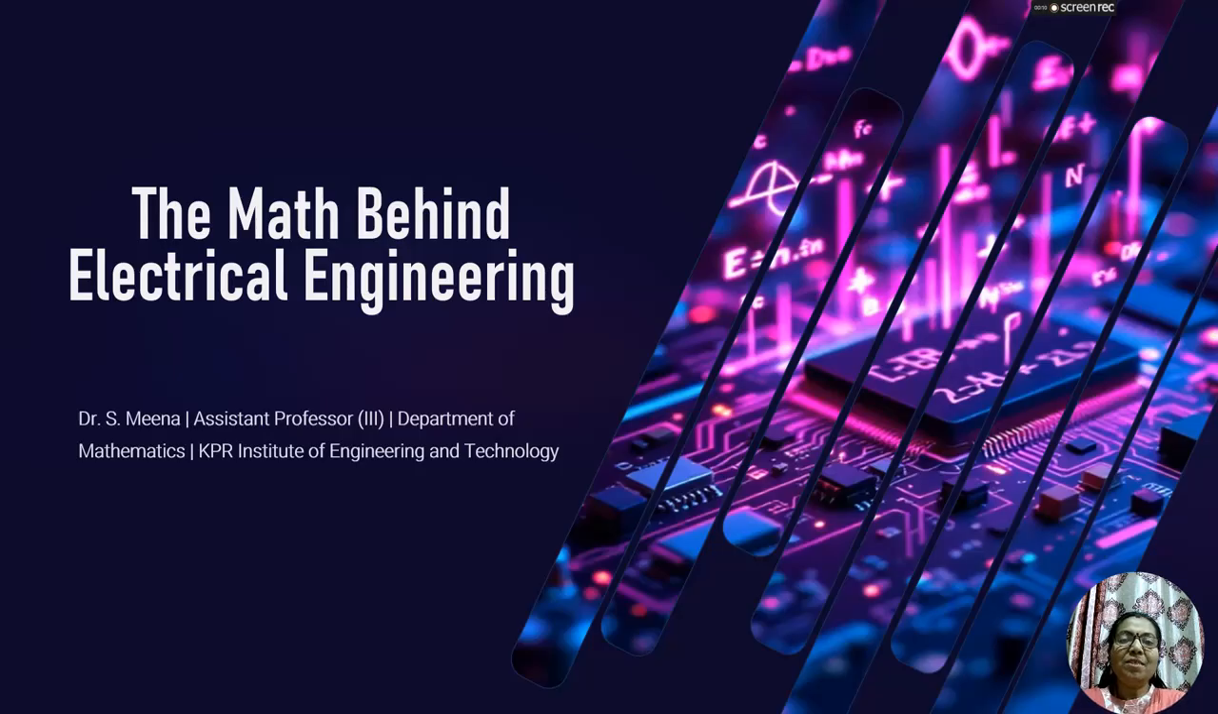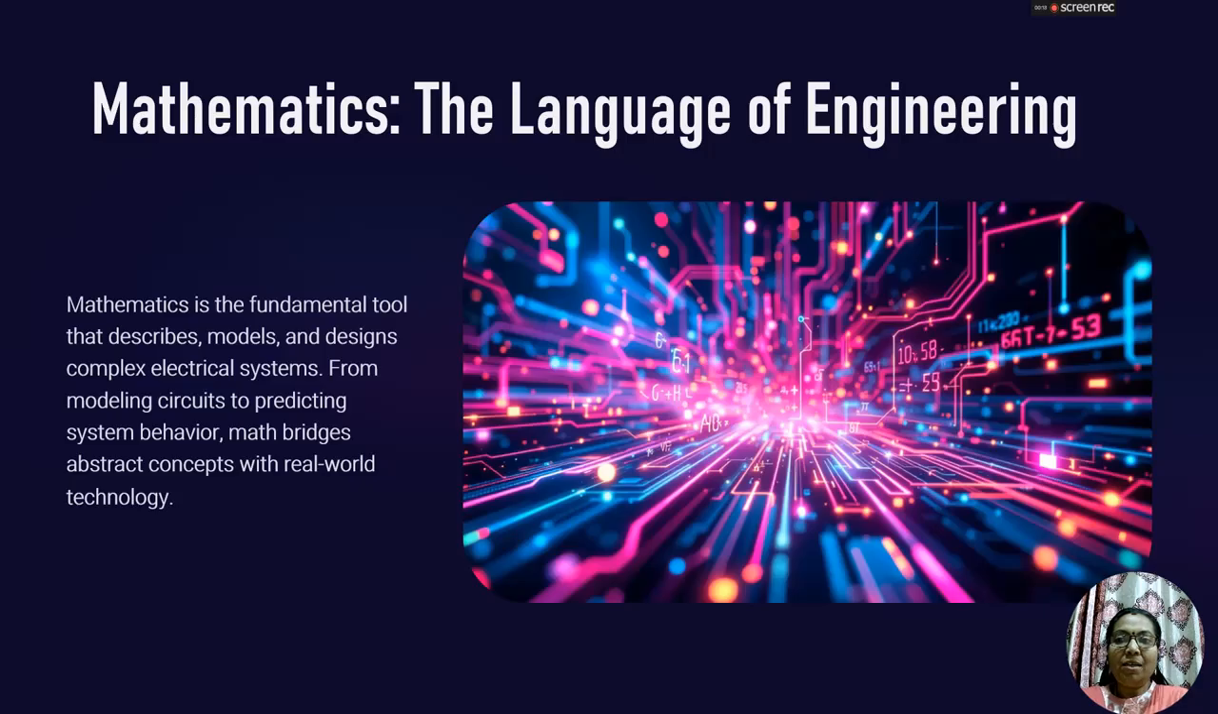Today I'm going to present how mathematics is applied in electrical engineering. So here we are going to see that mathematics is the fundamental tool which analyzes complex electrical systems. This mathematics behaves as a bridge between modeling circuits and real-world technology. Many engineering students will come across mathematical problems in their field, especially in electrical engineering. We have so many concepts that are applied.